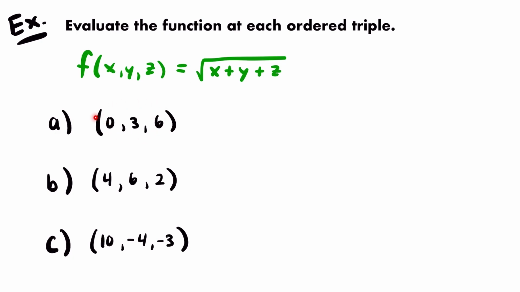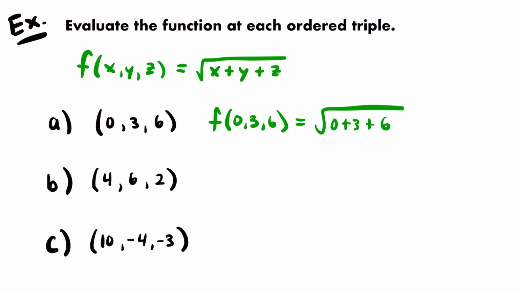All right, so let's start with the first ordered triple here. If we're going to plug in 0, 3, 6 into our function, here's what we'll get. f of 0, 3, 6 is equal to the square root of 0 plus 3 plus 6. And 0 plus 3 is 3, plus 6 is 9, so this is equal to the square root of 9, which is equal to 3. And so 3 is the value of this multivariable function at this ordered triple.